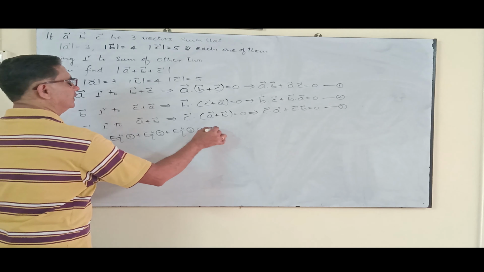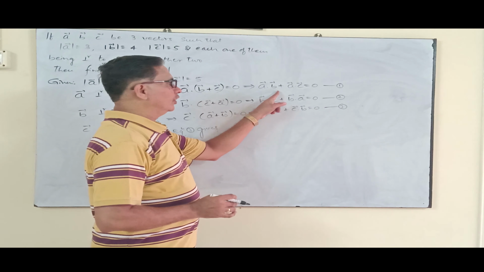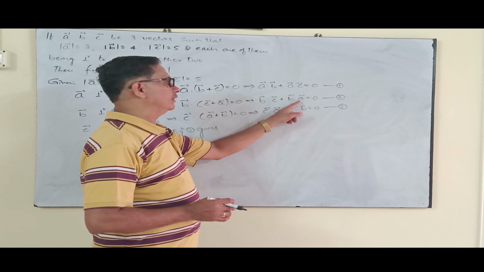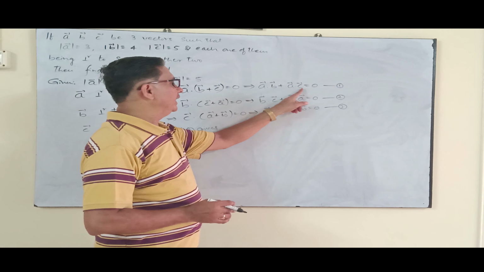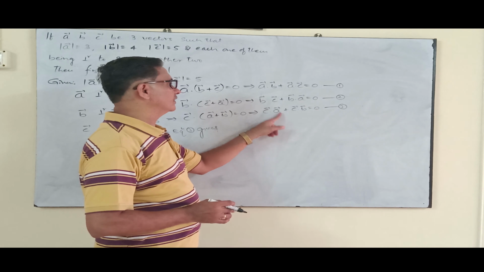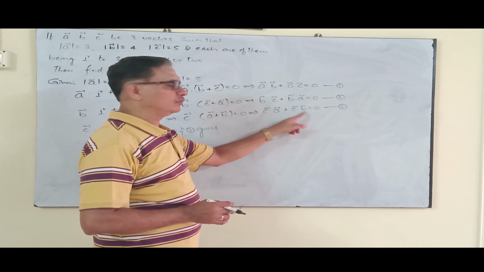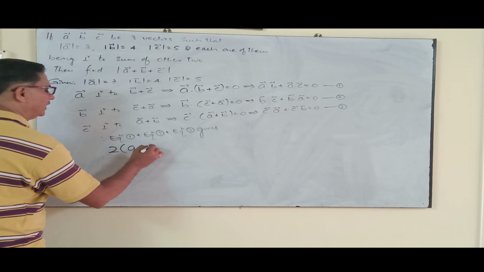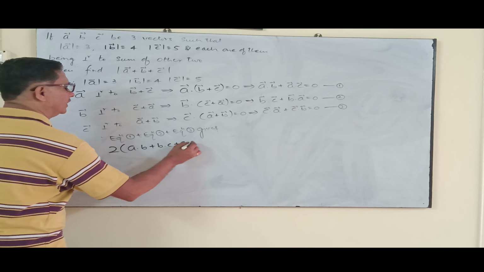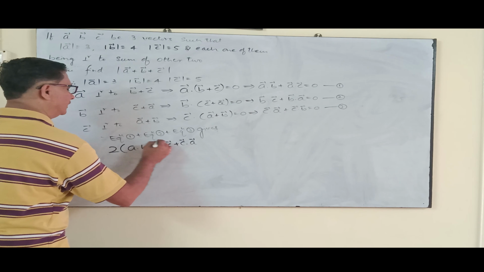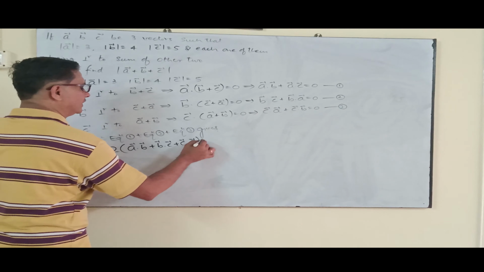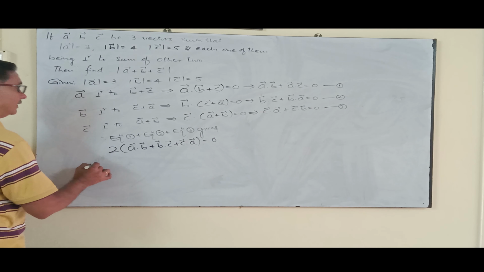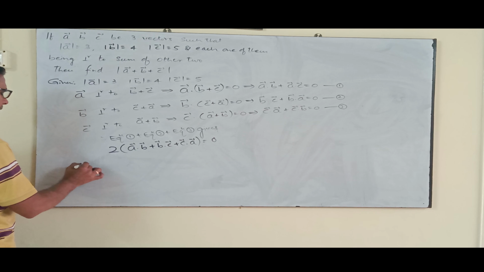See what happened? A dot B plus B dot A, and B dot A is the same as A dot B, so 2 times A dot B. A dot C plus A dot C, 2 times A dot C. B dot C plus B dot C, 2 times B dot C. That is, 2 common, A dot B plus B dot C plus C dot A is equal to 0 plus 0 plus 0, which is 0. Now to find the magnitude of A plus B plus C.